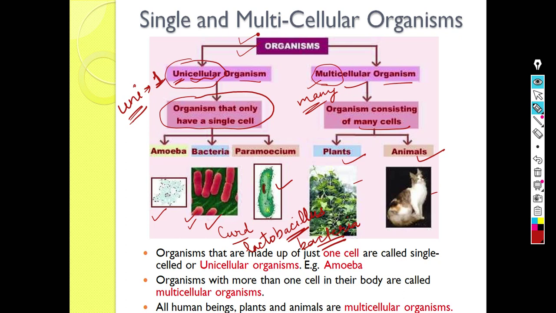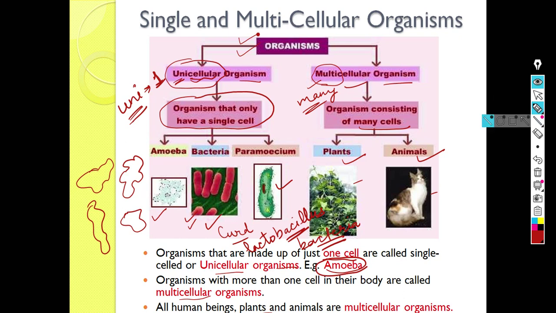Now, organisms that are made up of just one cell are called single cell or unicellular organisms, for example, amoeba. Amoeba is the simplest example, and amoeba does not have any fixed shape. It can take the shape of anything. It can change its shape, sometimes making a shape like this. Now, organisms with more than one cell in their body are called multicellular organisms, and all human beings, plants, and animals are multicellular organisms. So I hope you understood this part.